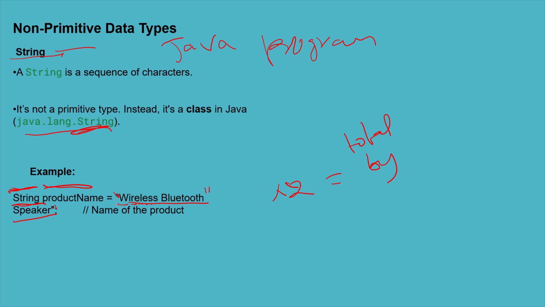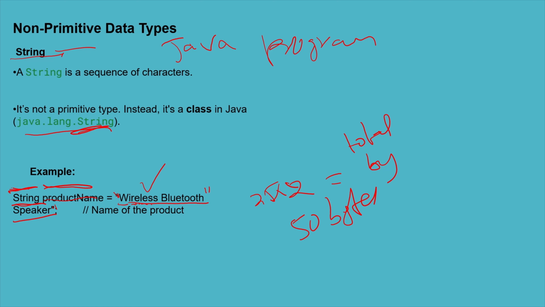So if it has 25 characters, 25 times 2, that is 50 bytes of memory that will be allocated for this particular variable in the RAM, and this will be stored there. Okay, so these are the data types.